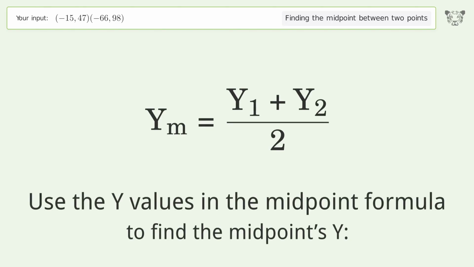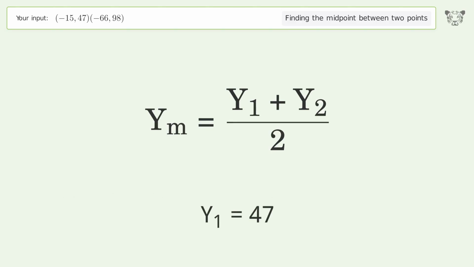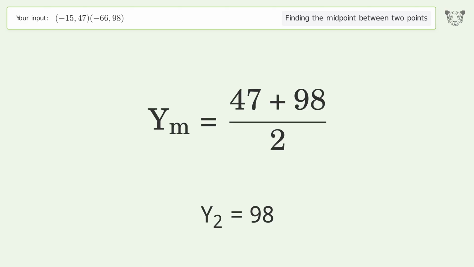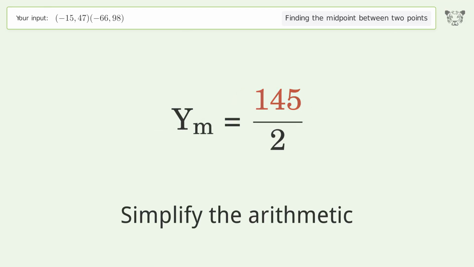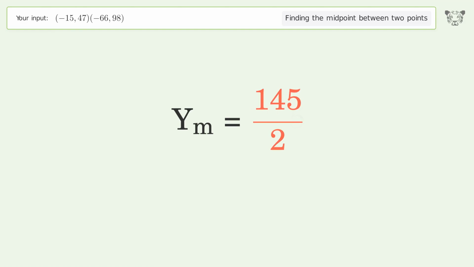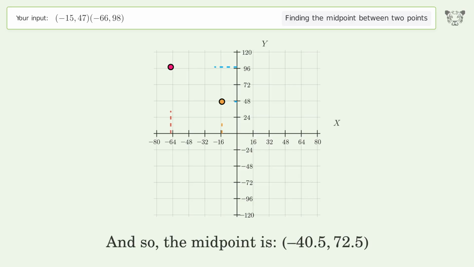Use the y values in the midpoint formula to find the midpoint's y. y1 equals 47. y2 equals 98. Simplify the arithmetic. And so, the midpoint is negative 40.5, 72.5.